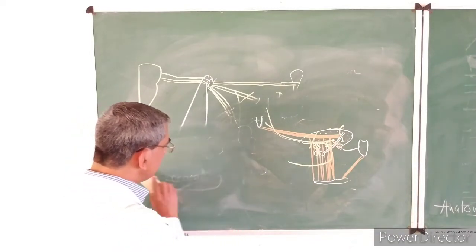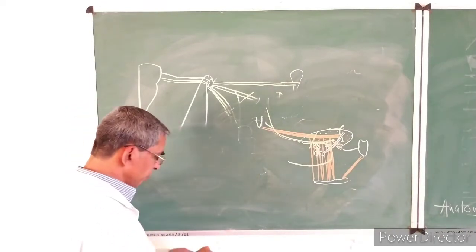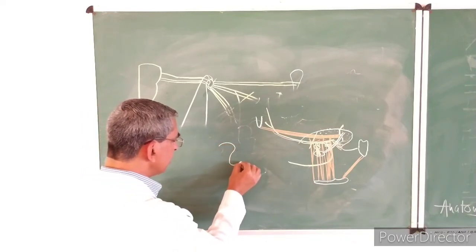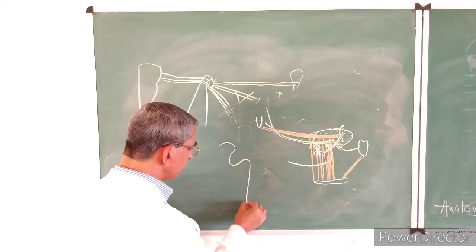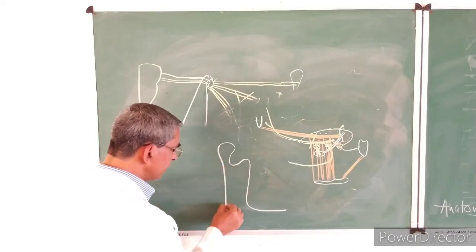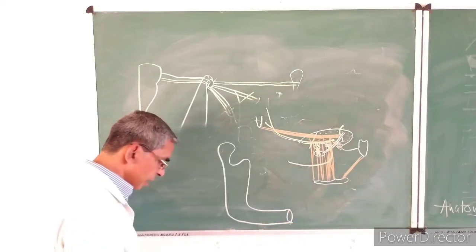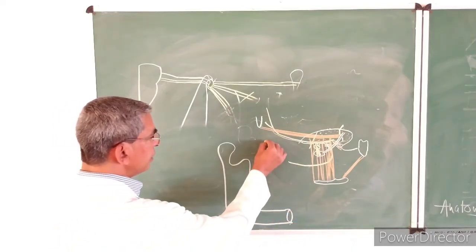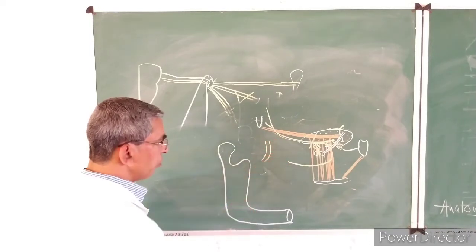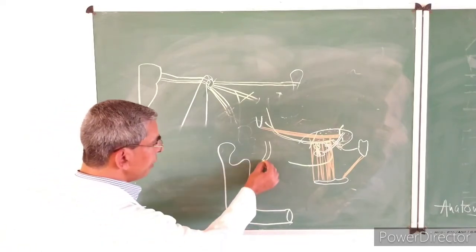Now the third nerve is the inferior alveolar nerve. What about the inferior alveolar nerve? This is the mandible: the head, the neck, the coronoid process, and this is the ramus and the body. Now look here. This is the posterior division. The third nerve which comes from the posterior division is the inferior alveolar nerve.